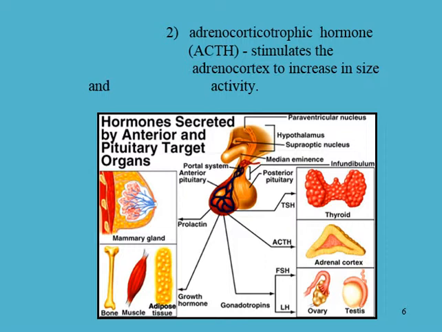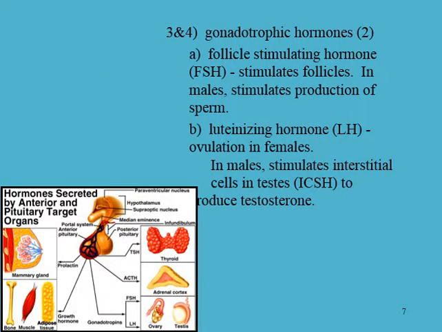The gonadotropic hormones. Follicle-stimulating hormone stimulates the follicles to develop in females. Follicles are the immature ovum and its surrounding cells in the ovary. So it causes those follicles to develop. As the follicles develop, they release estrogens and progesterone. In males, follicle-stimulating hormone really has the same effect. It stimulates sperm production. Do you see that it's really the same effect? Stimulating the testes to produce sperm, stimulating the ovaries to produce ova.